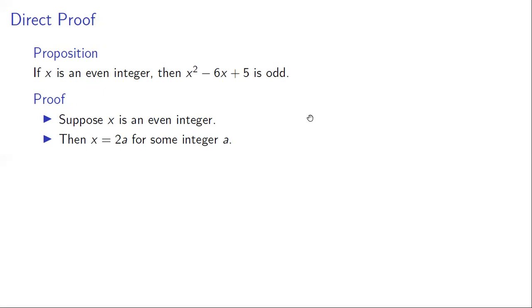So now let's try to plug that into x squared minus 6x plus 5. So x squared minus 6x plus 5 is going to be (2a) squared minus 6 times 2a plus 5. So the 2a raised to the power of 2, notice the 2 is inside the parentheses. So that becomes 2 squared times a squared. In other words, 4a squared. Okay, 4a squared. Then minus 12a plus 5.